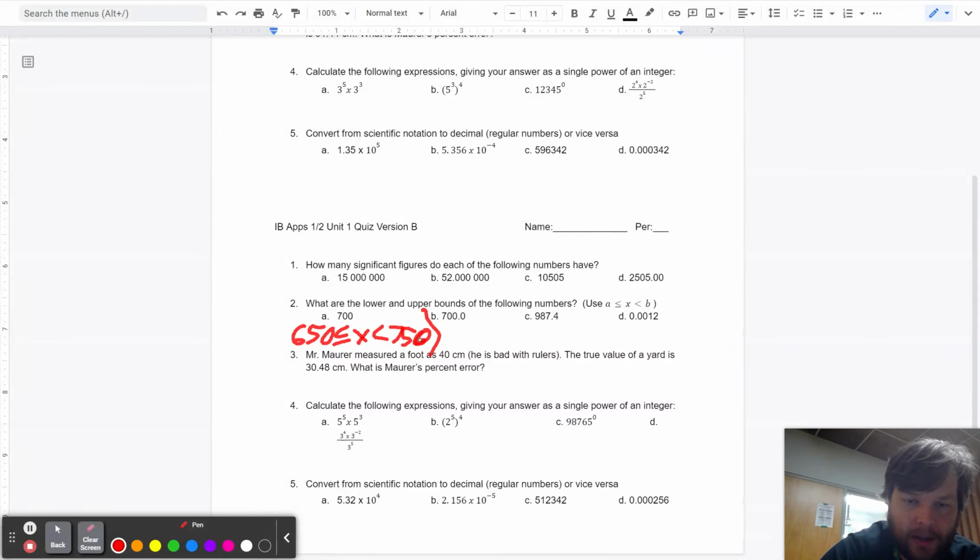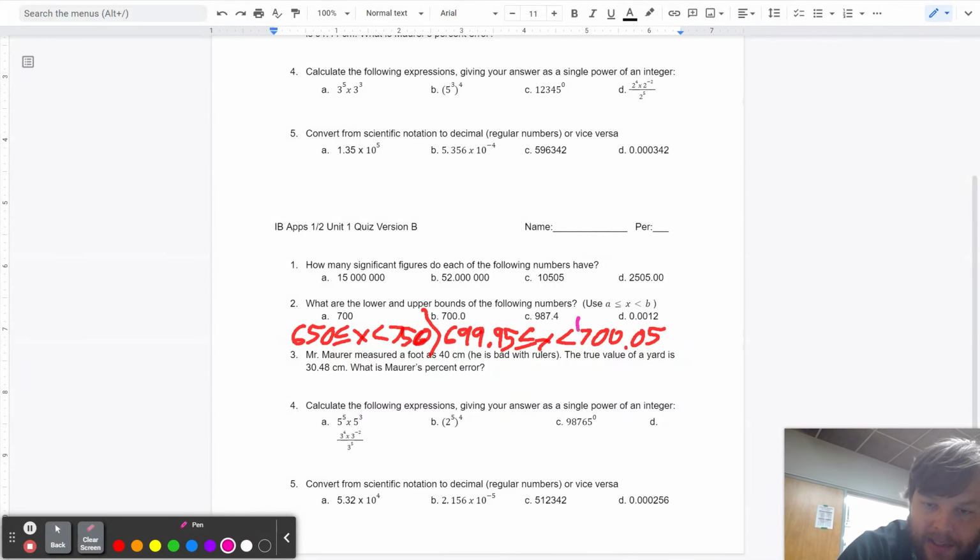Now look at part B. Part B has four significant figures. So my bounds need to have one more significant figure. My bounds need to have five significant figures. That's the smallest number that would get rounded to 700.0. Whatever your original number has, your bounds need to be one step more precise. So that's less than or equal to x, less than 700.05. Remember, your upper bound here has to copy down the original number plus a 5 on the end.